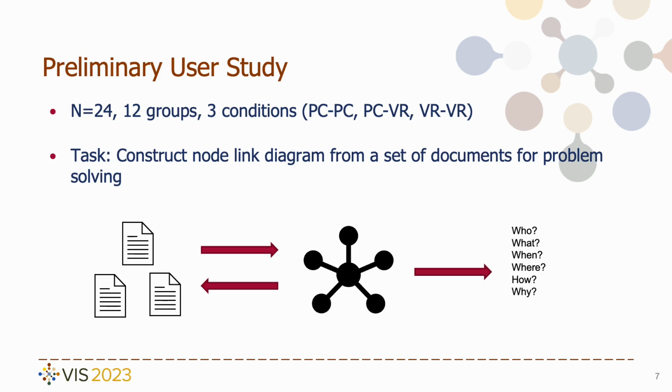To answer this question, we first conducted a preliminary user study to understand how people collaborate with asymmetric devices and gather design requirements, with 24 participants in groups of two. Besides the asymmetric setting, we introduced two symmetric settings, which are PC-PC and VR-VR, as baselines. We implemented a shared working space in both PC and VR for the users to construct a node-link diagram together from a set of documents for problem solving.